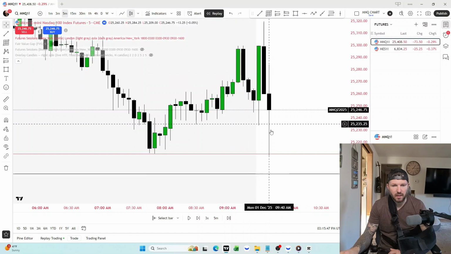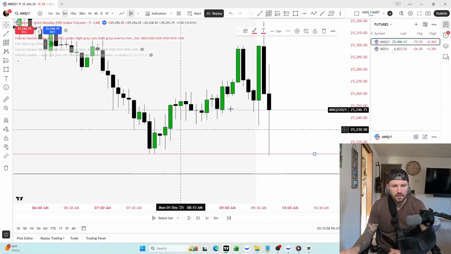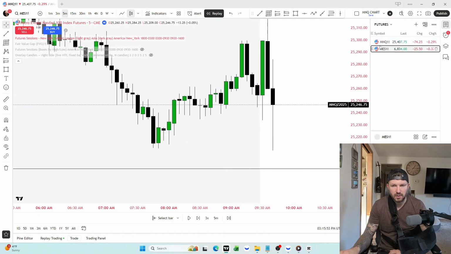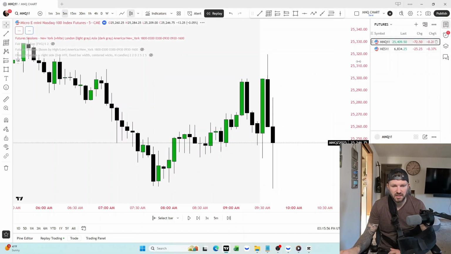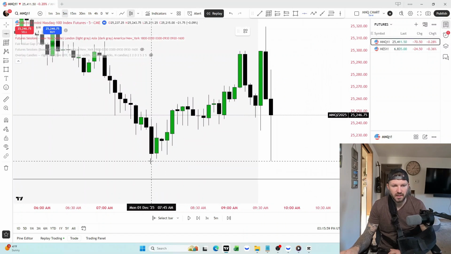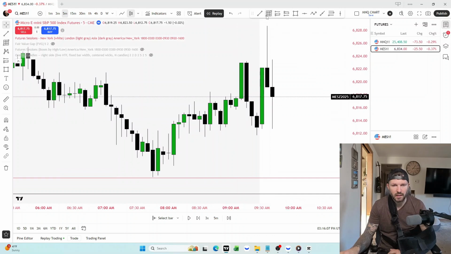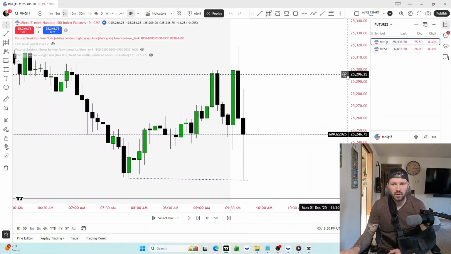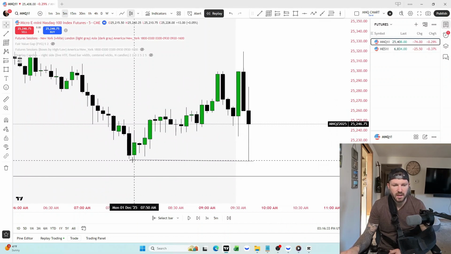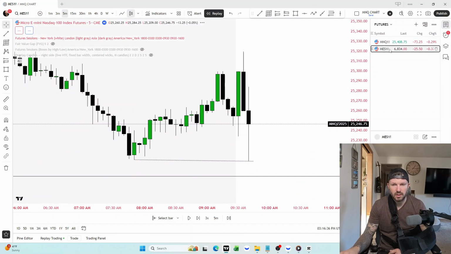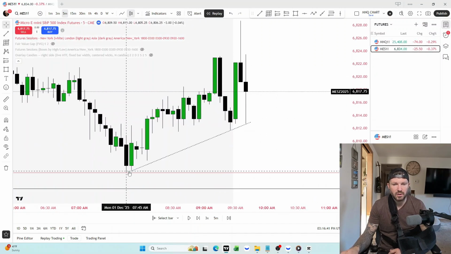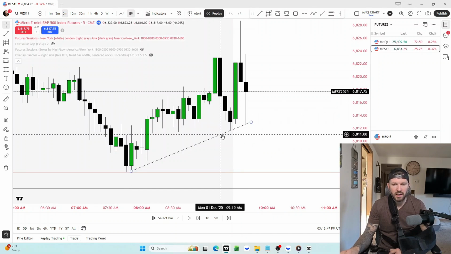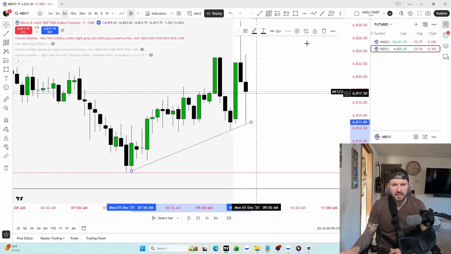Okay, so as you can see, we came down and we swept London's low. So that level's been mitigated. Also, we create an SMT divergence here. On MNQ, we end up creating a low and then a lower low. And then on MES, we create a low and then a higher low. So because I'm trying to position myself long, I don't want to trade MNQ because it just created a lower low. So if I'm trying to position myself long, I'm going to trade the index that created the higher low. So right now I'm looking for a long on MES.